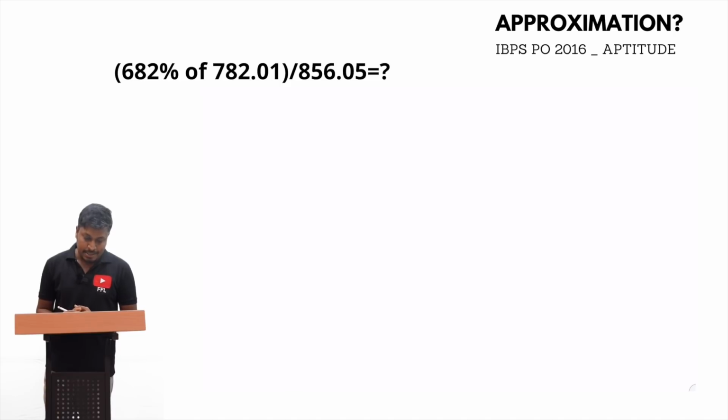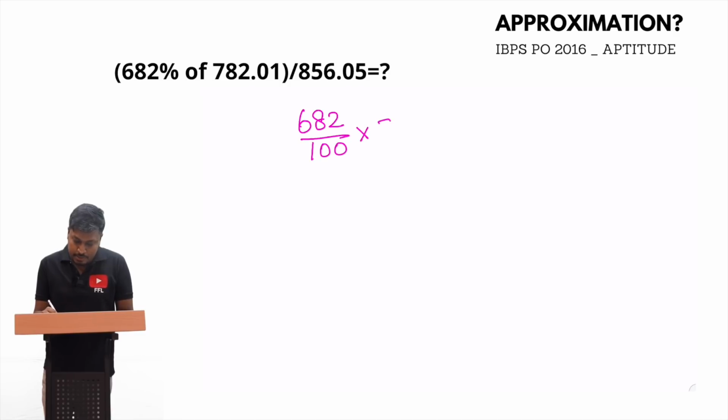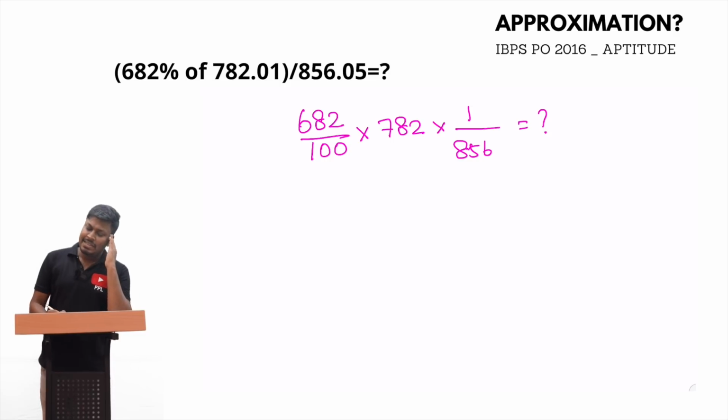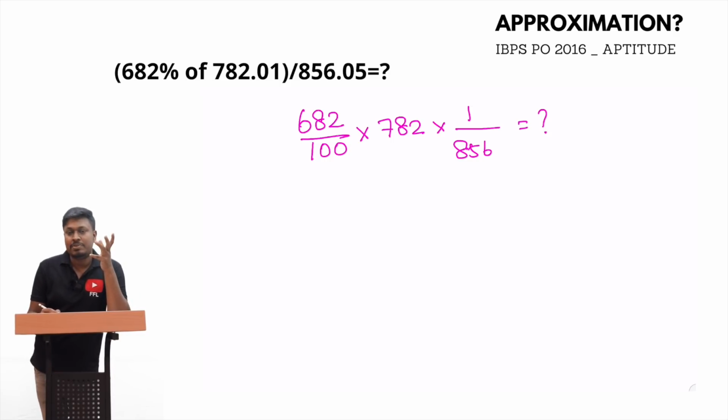682 percentage of 782.01 divided by 856.05. So here you can see 682 divided by 100, into 782, into 1 divided by 856 is equal to question mark. I think these types of questions in the exams you should not solve in the prelims exam. So why? Because finding an answer for these types of question might take 1 minute.